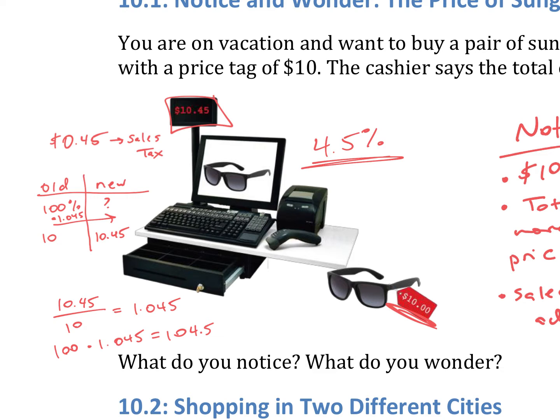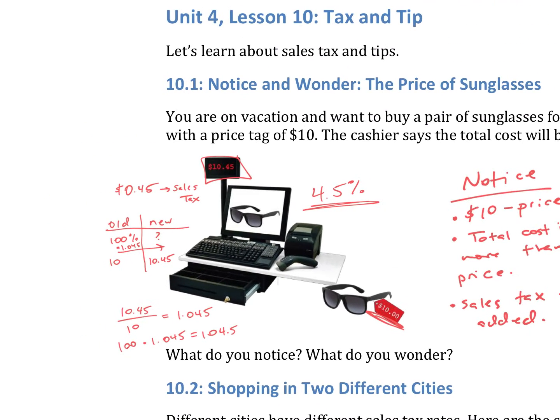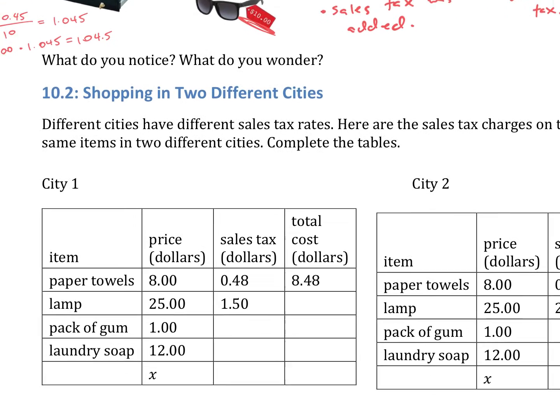I will tell you, it's not typically 4.5%. Depending on where you live, in our area, I would say most sales tax is around 7 or 8%. If you go into the city, though, it gets up to 11%. So it really does vary based on where you live. All right, let's take a look at the next activity.